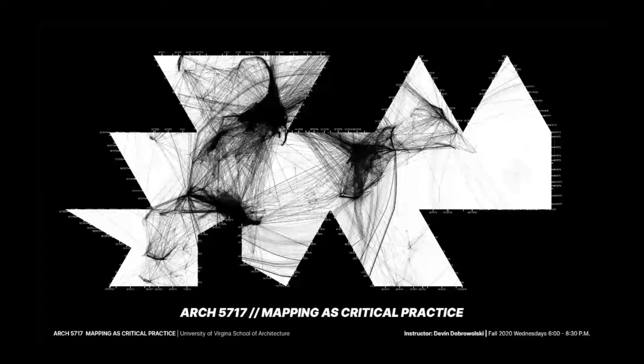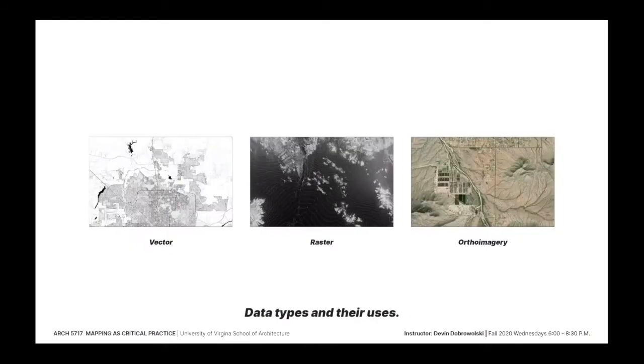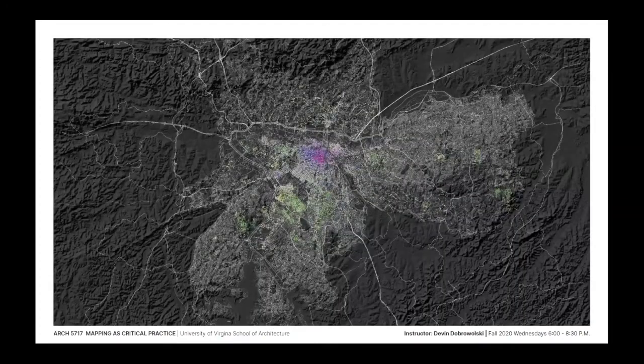The structure of the course follows a general arc in which students learn strategies for sourcing and evaluating geospatial data. We will learn about data types, what they can tell us, and how they are used. Next, we'll focus on graphic strategies for representing large and small-scale data sets through a series of spatial research-focused exercises.